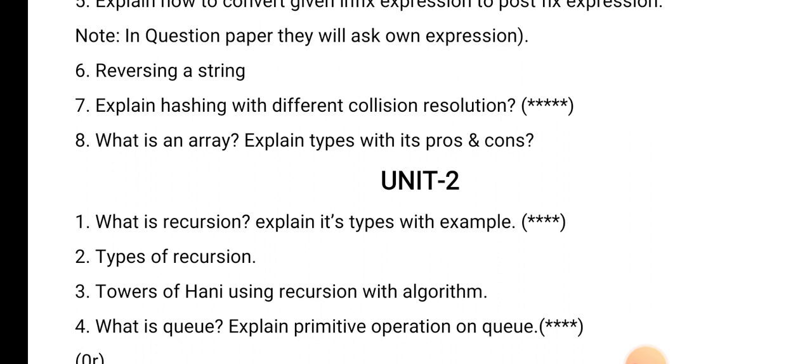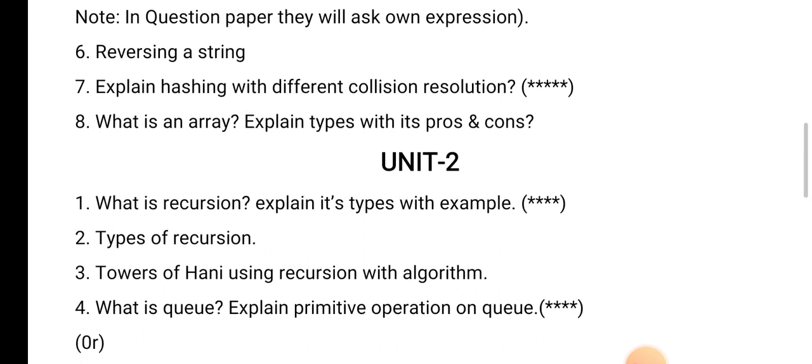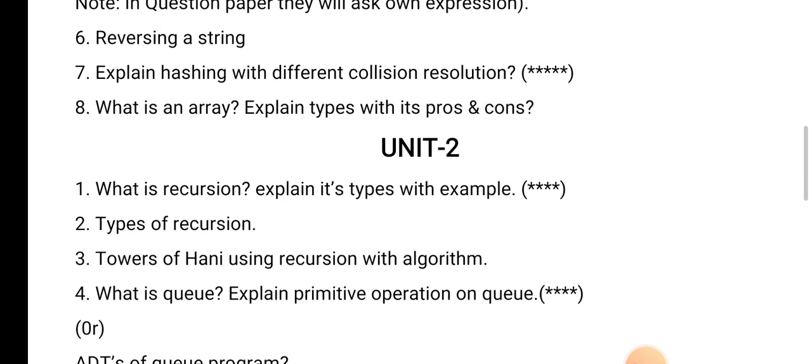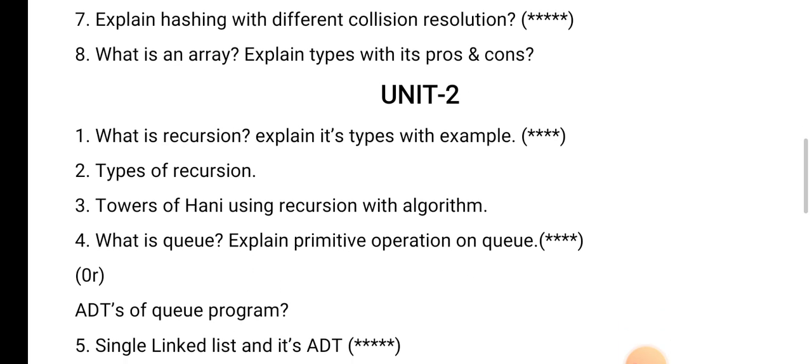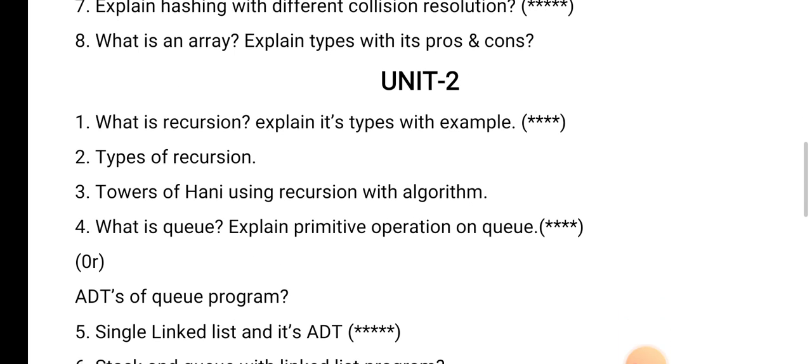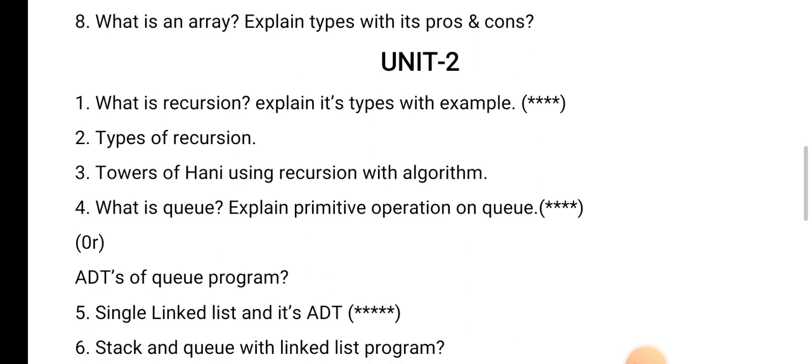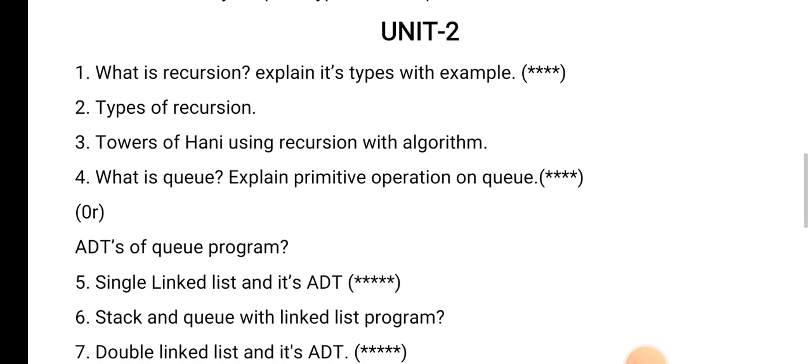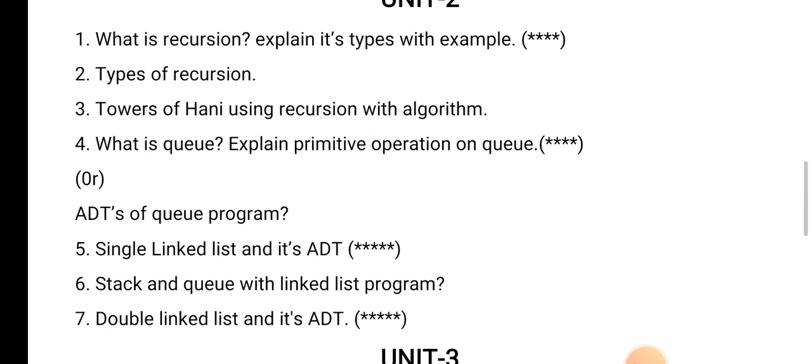So next, Tower of Hanoi using recursion with algorithm. And what is a queue? This is a very important question. And next, the linked list question is also very important. And stack and queue with linked list program and doubly linked list program is very important.